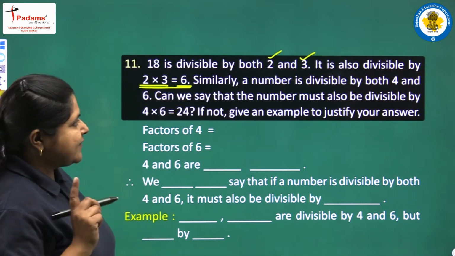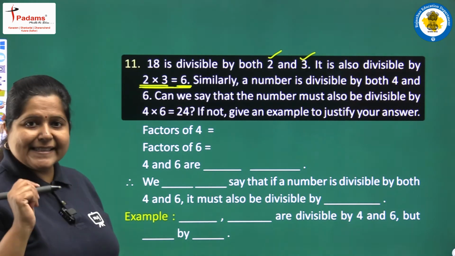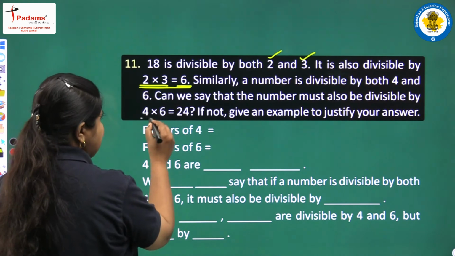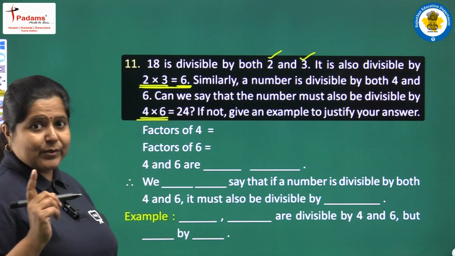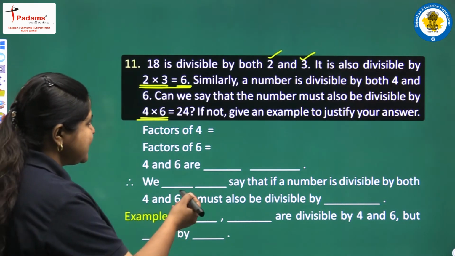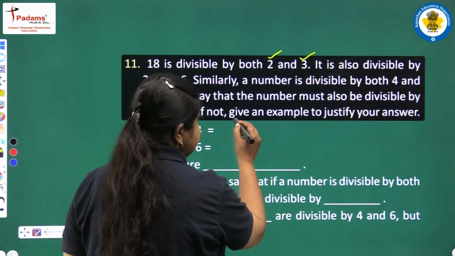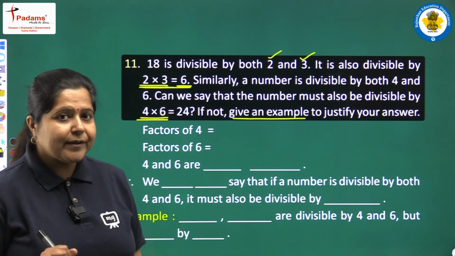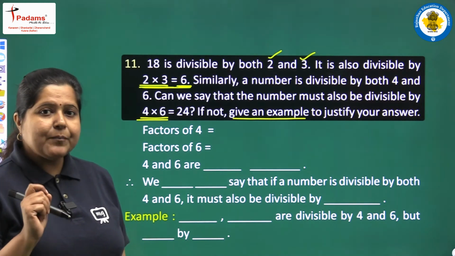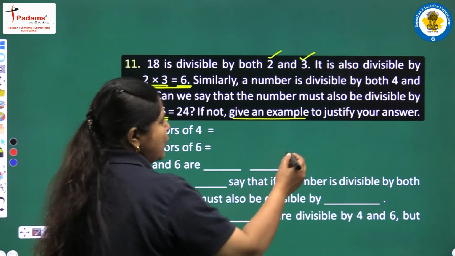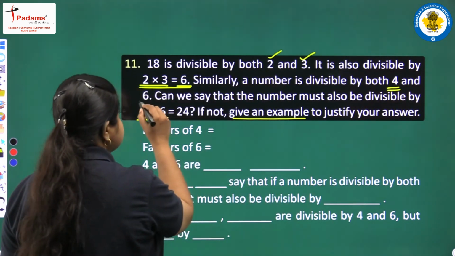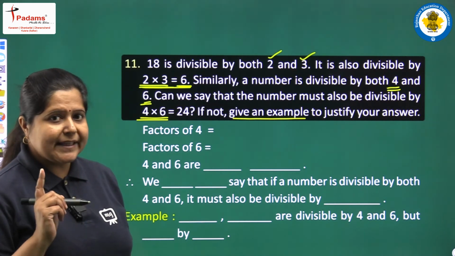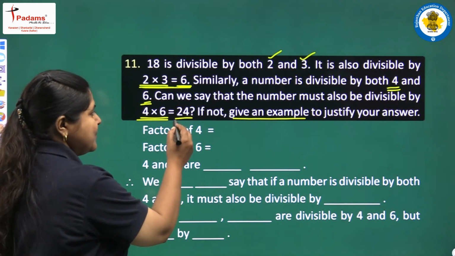Similarly, a number is divisible by both 4 and 6. Can we say that the number must also be divisible by their product, 4 into 6 equal to 24? Justify your answer with an example. Give an example to justify your answer. Now what the question is, if a number is divisible by both 4 and 6, can we say that it will be divisible by their product, which is 24?